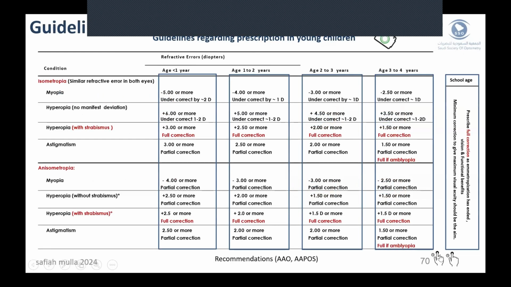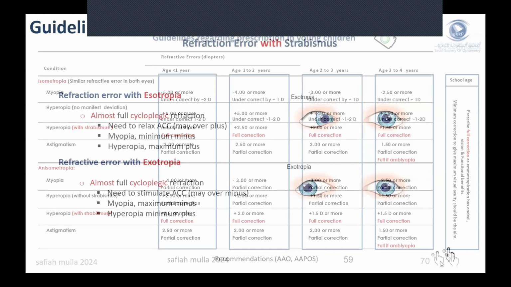Yes. We said always if we have strabismus, then full correction. That's the table that shows you. I will show you this table later on, but I want you to see that if we have a hyperopia with strabismus, then we will give a full correction for the children at every age. But you consider how much is the refraction, then you start to do a full correction. Again, hyperopia with anisometropia with strabismus, you see here full correction, full correction, full correction.